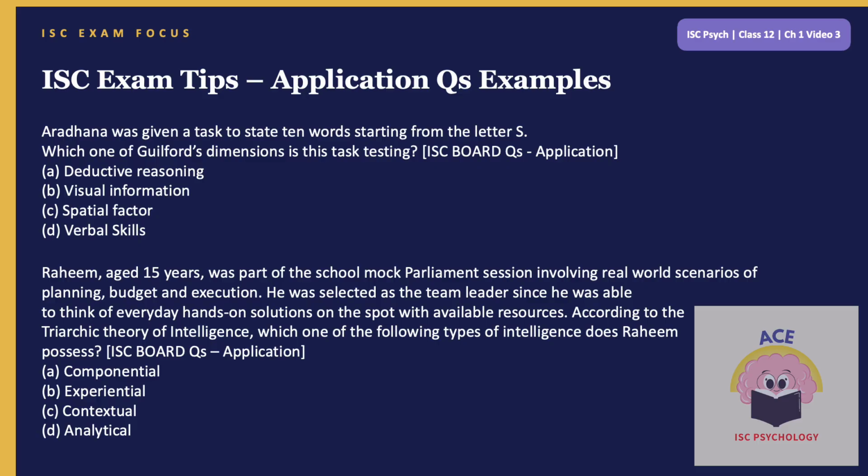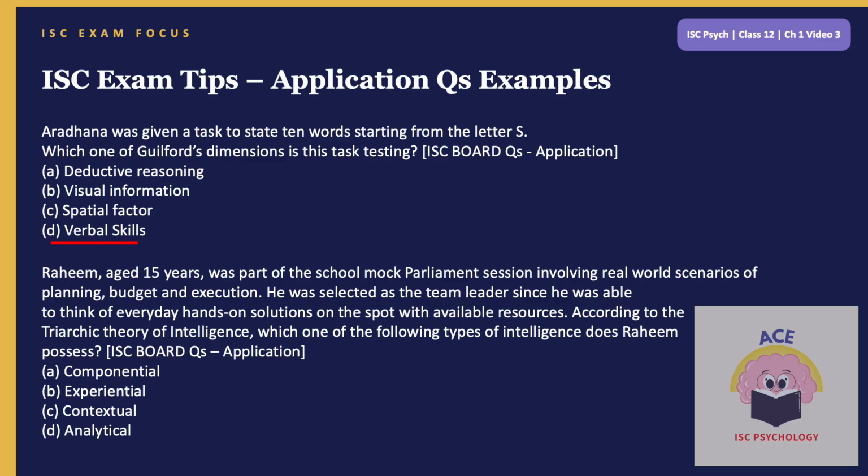Now we have studied that Guilford proposed intelligence is made up of different dimensions, like operations, contents, and products. This question focuses on content type, specifically what kind of information is being used. So the task here is to say words starting with S. This involves language, vocabulary, and word generation, and that clearly falls under the verbal content, not visual or spatial. So over here, the verbal skills is the correct answer.